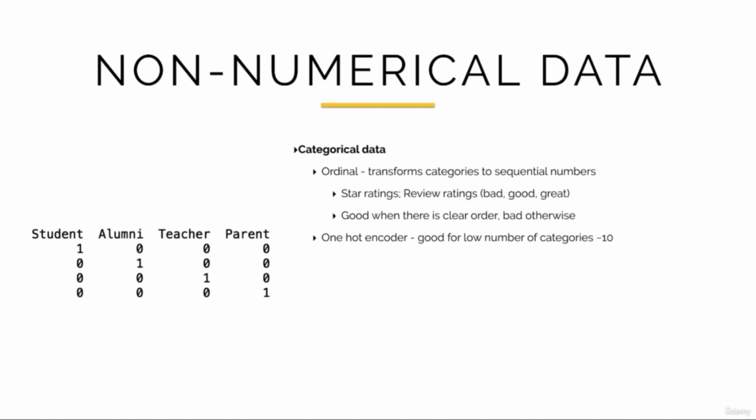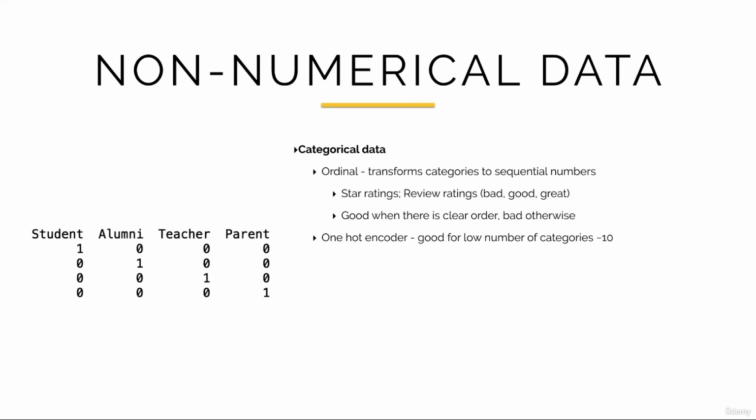If it's a teacher, the teacher column is going to have a 1, everything else is going to be 0. And if it's parent, the parent is going to have a 1, and everything else will be 0. And so what you can do here is take categories and transform them instead to this one-hot encoder, which lets your algorithm better deal with these categorical types.